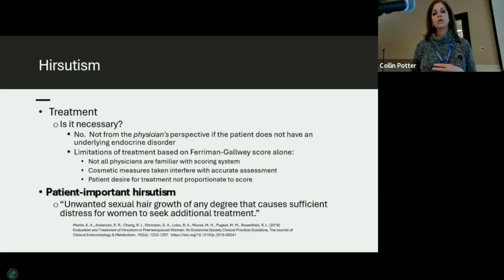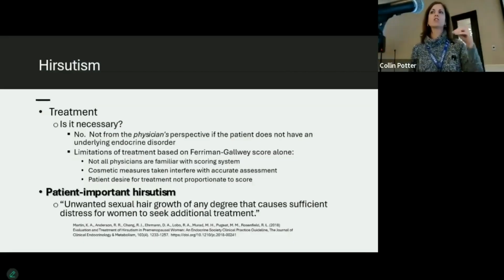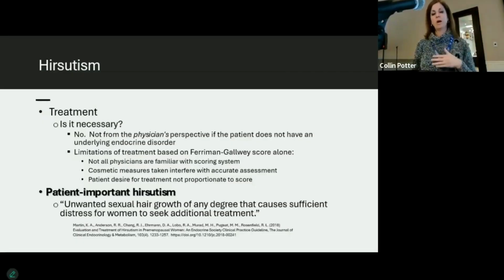And then, as far as what is patient important in hirsutism, and I know it's not a good lecture style to read from a slide, but this is such a good quote: unwanted sexual hair growth of any degree that causes sufficient distress for women to seek additional treatment. So that is very important to keep in mind, that this is patient important, what is important to the patient, and having that balance with what we are seeing as well.